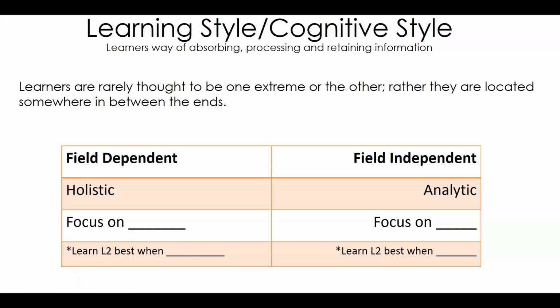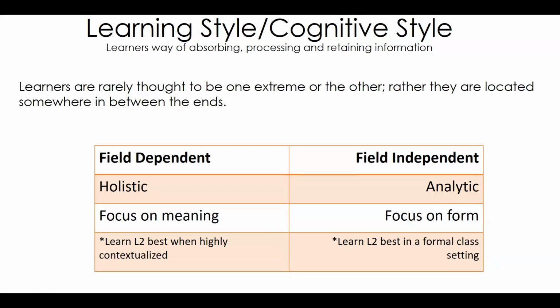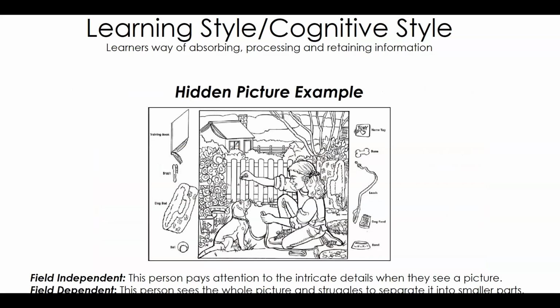So when we talk about being field dependent, we realize that students are usually holistic versus analytic, which you would find in field independent. When you are field dependent, you're focusing on the meaning. When you are field independent, you have that kind of cognitive learning style. Your focus is on the form. And when you're field dependent, you learn your new language best when it's highly contextualized. And if you're field independent, you learn best in a formal class setting.